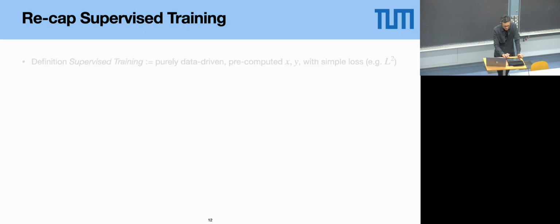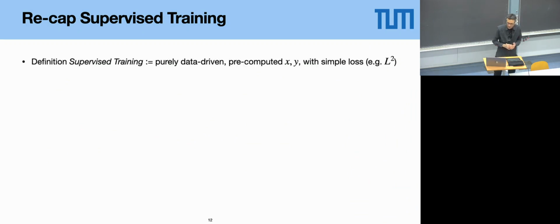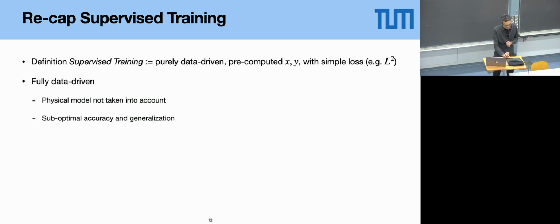All right, so how does the classic supervised training go? Right, we'll call this supervised to distinguish it from training with physics constraints or losses. So there are some obvious disadvantages.